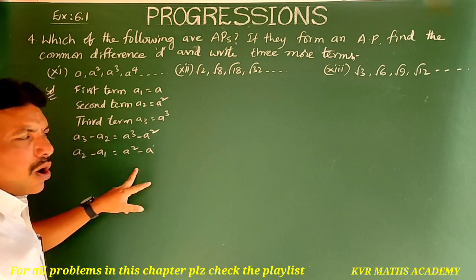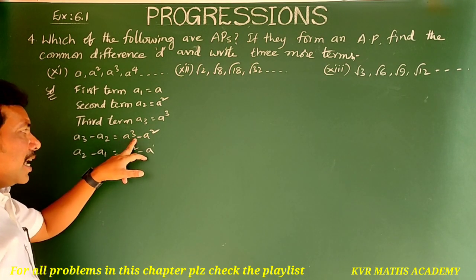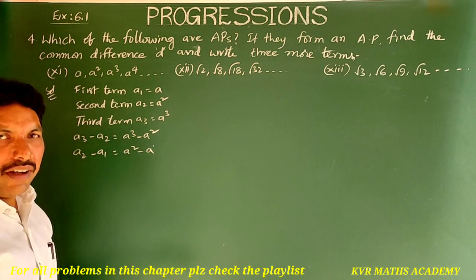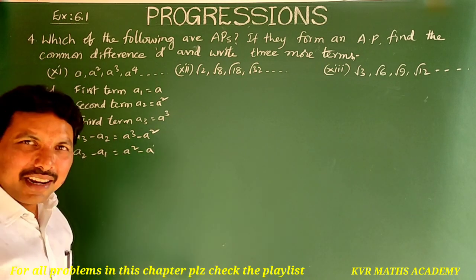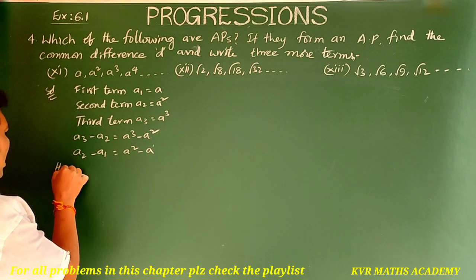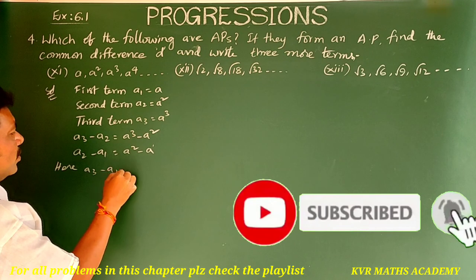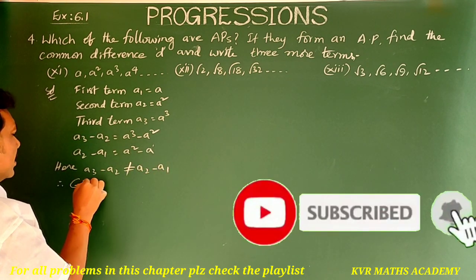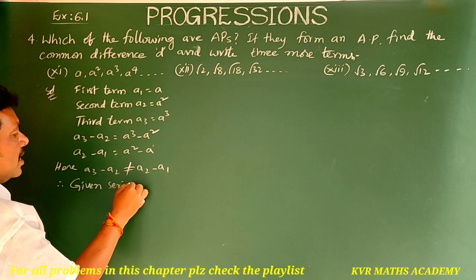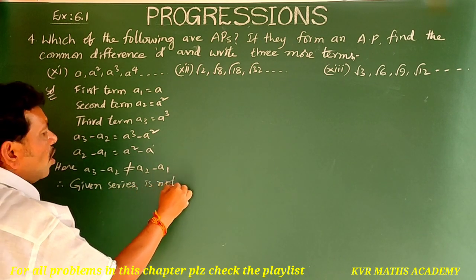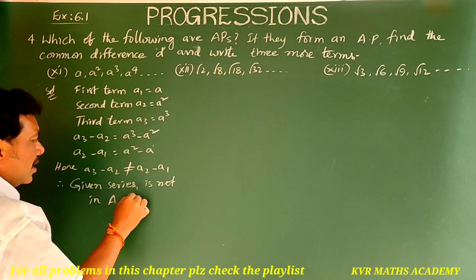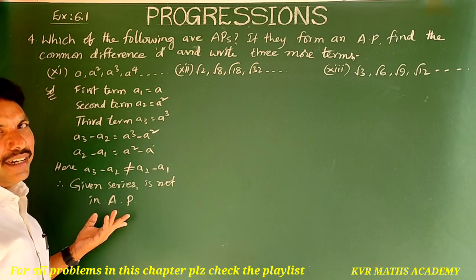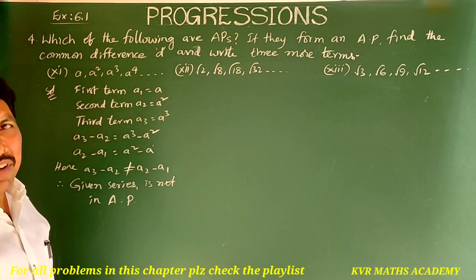So these both are not equal. a3 minus a2 is a cube minus a square, a2 minus a1 is a square minus a. So these both are not equal. So given series is not in AP. Here a3 minus a2 is not equal to a2 minus a1. Therefore, given series is not in AP. So not in AP, that's why no need to find the other 3 terms. Yes, coming to the 12th one.